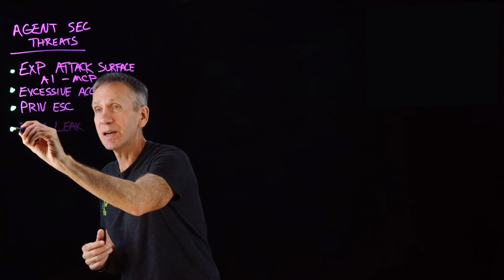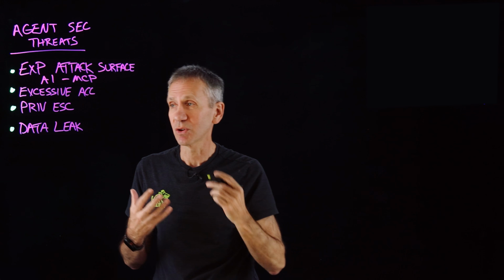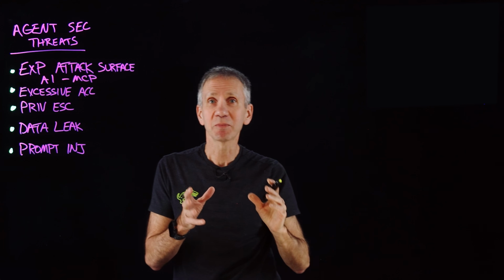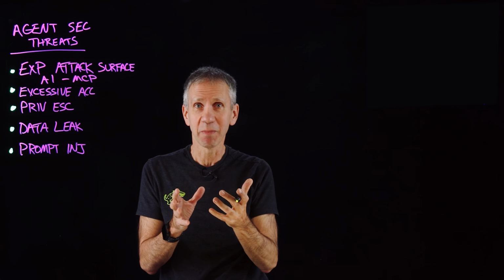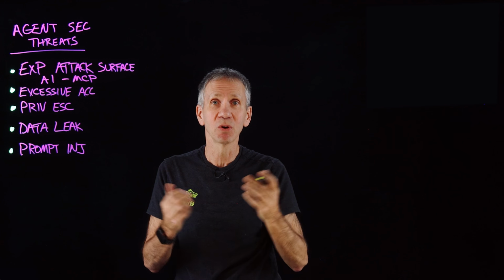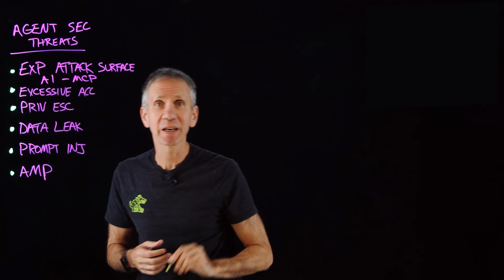The agent could leak data. We need to make sure that doesn't occur. The agent could be prompt injected. So that's our number one attack type against large language models. A prompt injection is where someone injects commands into the system and kind of takes control of it remotely through those commands. It could also be, if we're not really careful, an attack amplifier.